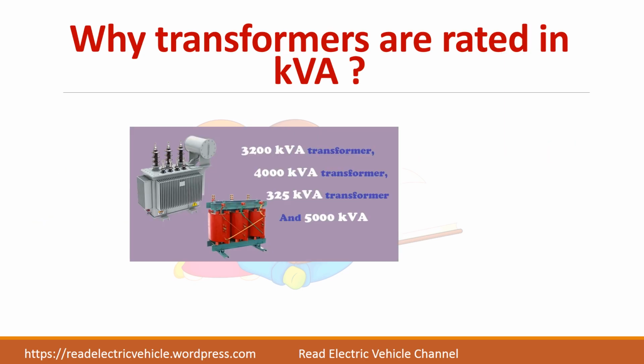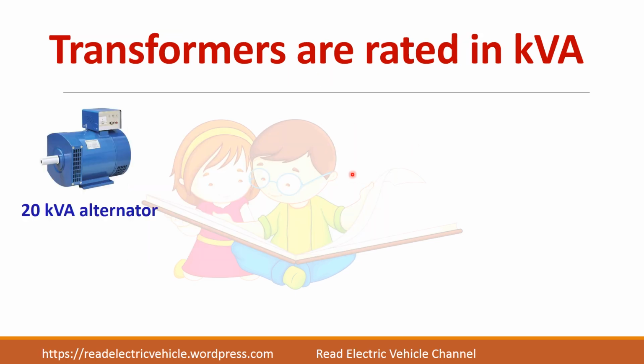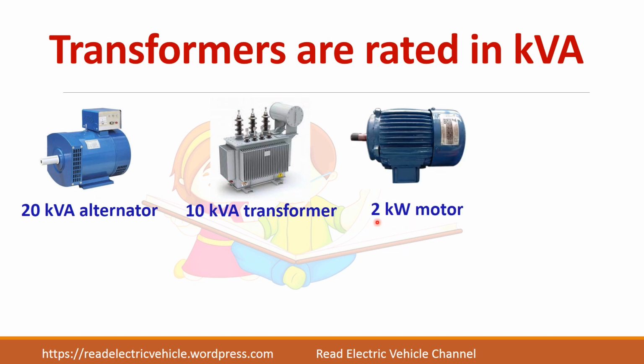Next, there is an important question which will be normally asked in all exams. Why are transformers rated in kVA? Have you seen these transformers? They are written in 3200 kVA. kVA is there, not kilowatt. If you see motors, you can see that they are rated as 2 kilowatt motor, or if you see a heater, it will be 1 kilowatt heater, whereas the generator or alternator, they have kVA rating.